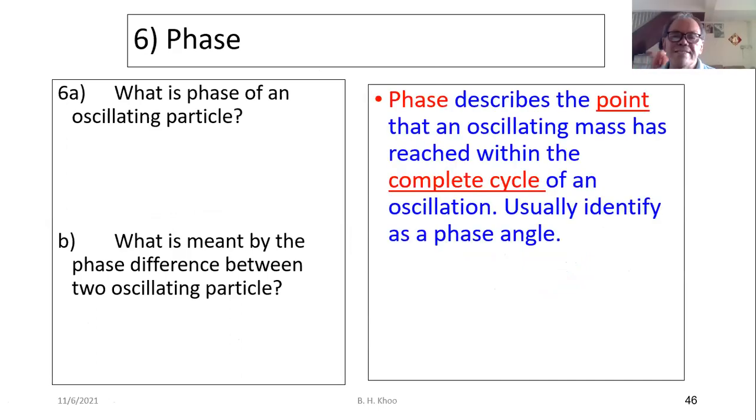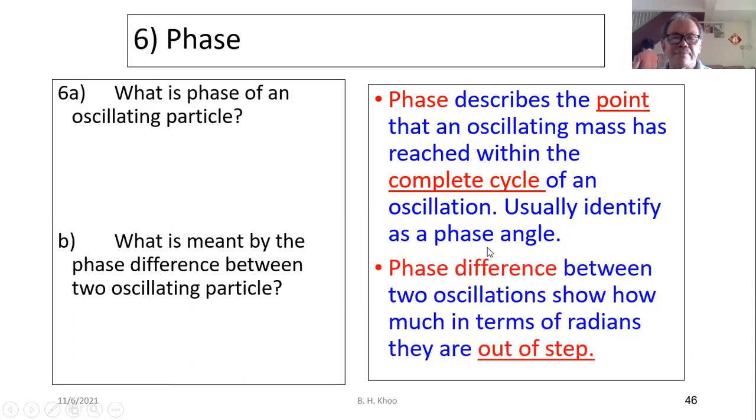Right? So the phase describes the point that an oscillating mass has reached within a complete cycle of the oscillation. So you just memorize it. I just explained to you just now the phase, where it starts. Right? Phase difference between two oscillations shows how, in terms of radian, they are out of step. One step behind the other. What do you mean out of step? AC.